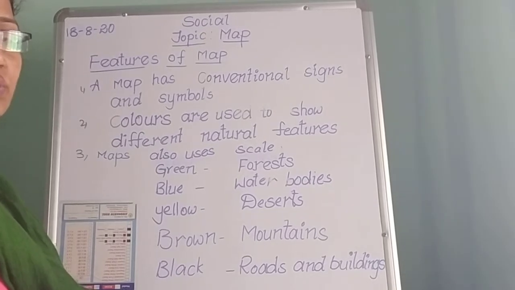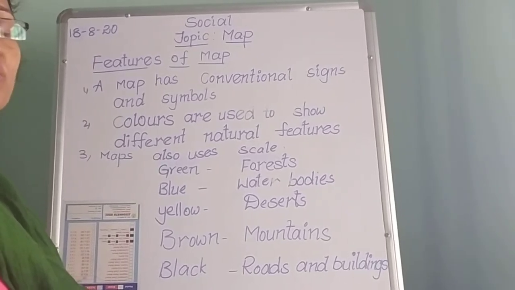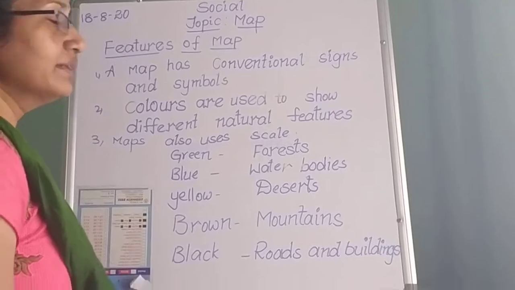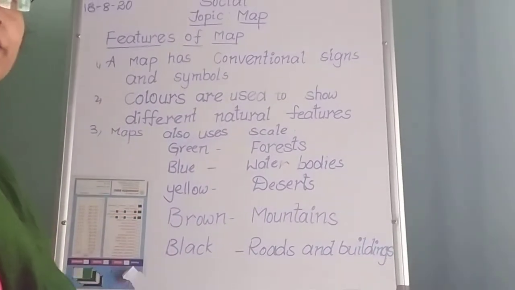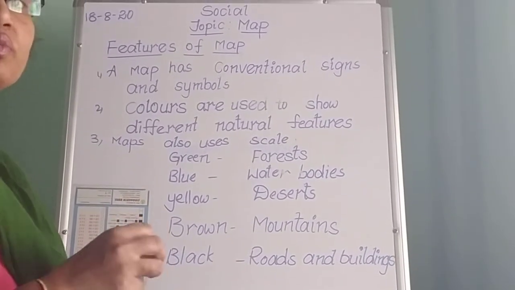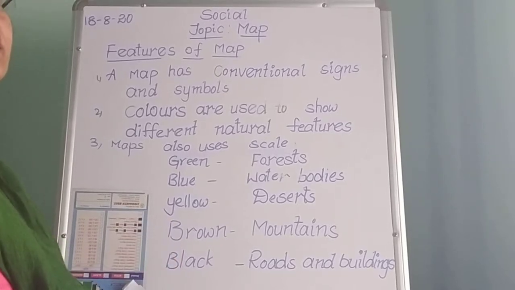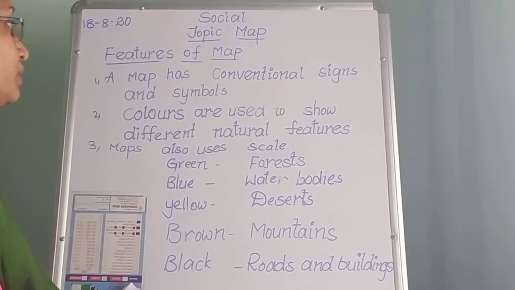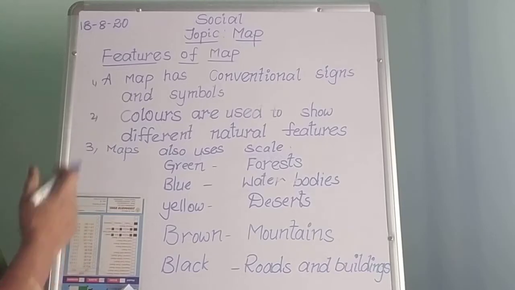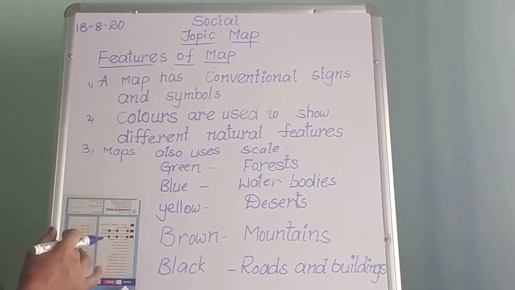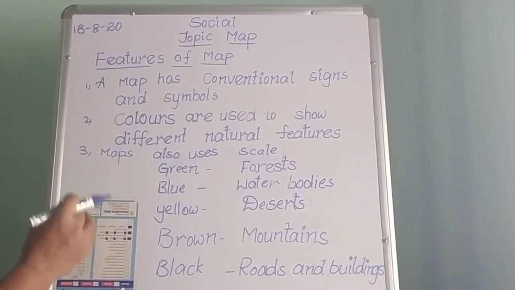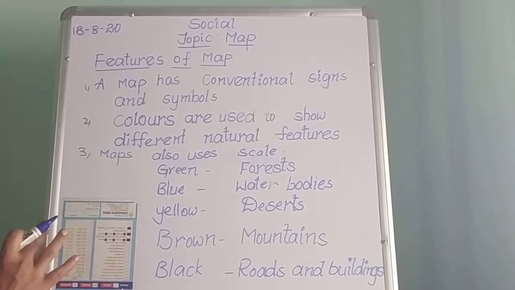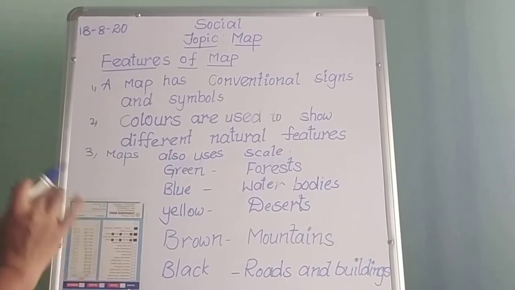So once again, revise what is meant by globe. Globe is a small model of the earth. What is meant by map? Map is a drawing of part or whole of the earth on a flat surface. Some more features we are going to discuss in this class, and types of maps. These and all we are going to discuss in today's class.